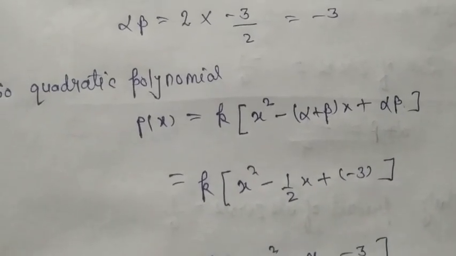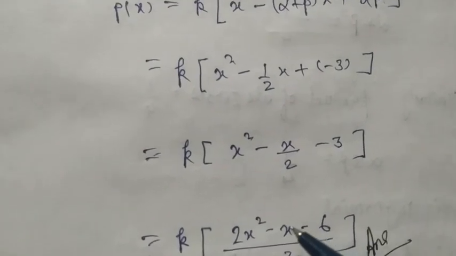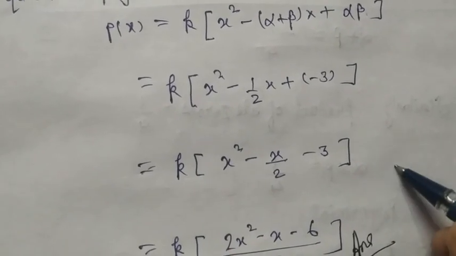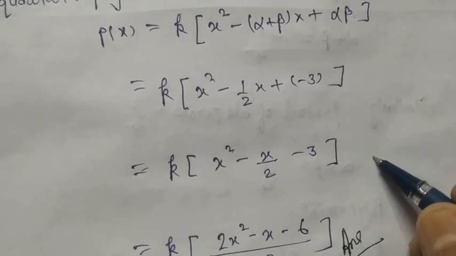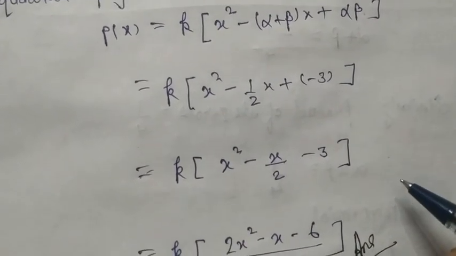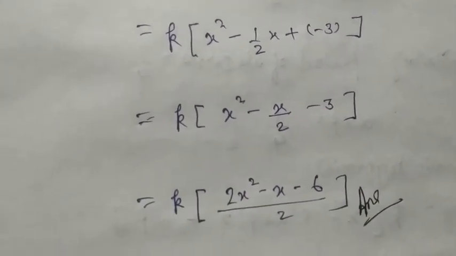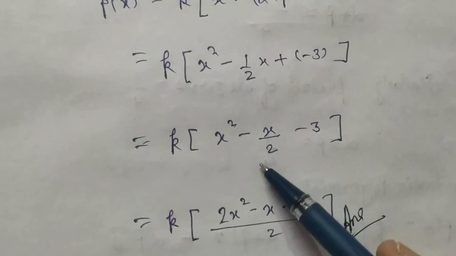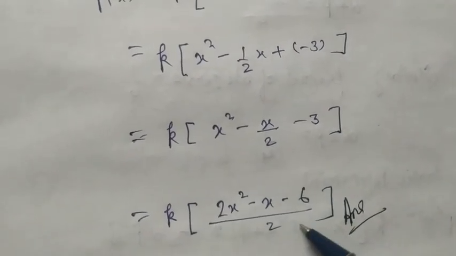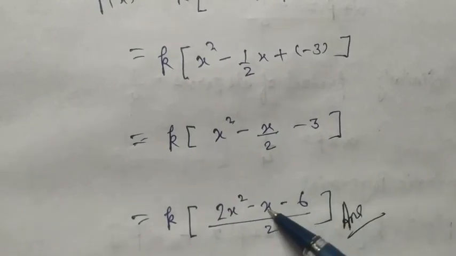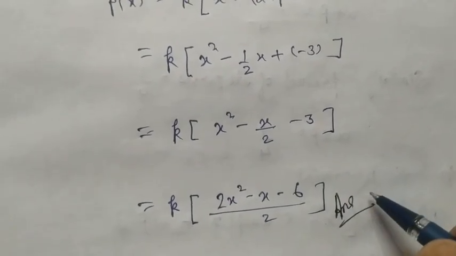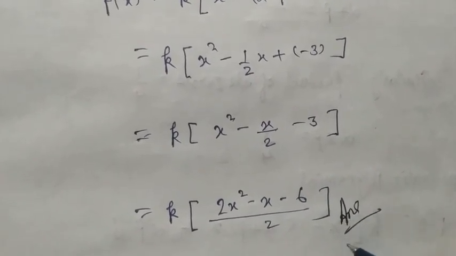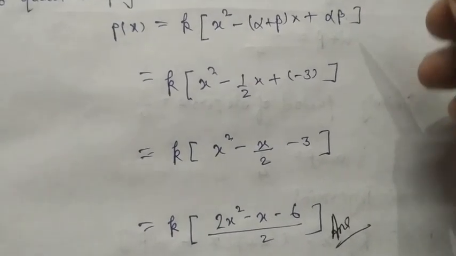When you solve it completely, you will get k(x² - x/2 - 3). This is your final answer. You can leave it up to here only, and if you want to solve it completely, then you can take the LCM also. So see, x²/1 and 3/1, so the LCM will come 2, and it will be 2x² - x - 6. So the required quadratic polynomial will be k(2x² - x - 6)/2. Okay, this is the correct method.